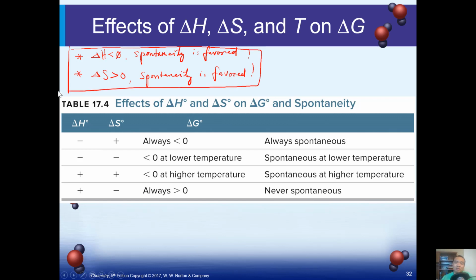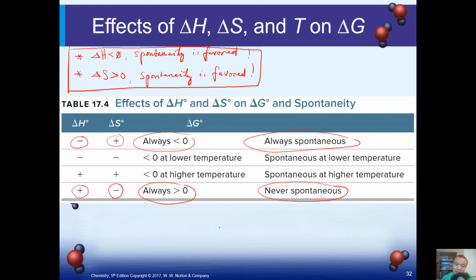So if both factors are favorable, for example, delta H is smaller than 0 and delta S is greater than 0, so your delta G will always be smaller than 0. In this case, no matter what temperature this is, it will always be spontaneous. If both are disfavored or unfavorable, for example, delta H is greater than 0, that's unfavorable. Delta S is smaller than 0, it's unfavorable. So delta G will always be greater than 0 in this case. It will never be spontaneous at any temperature.